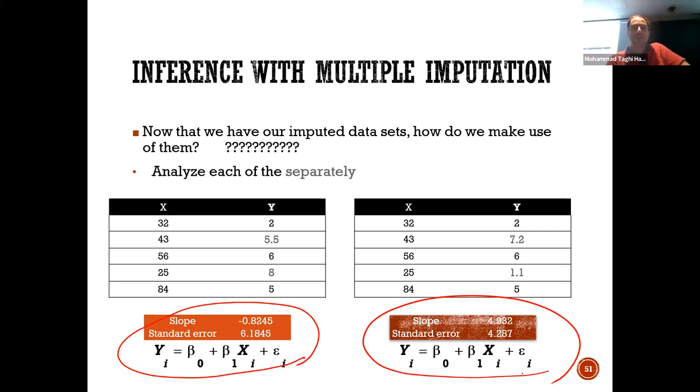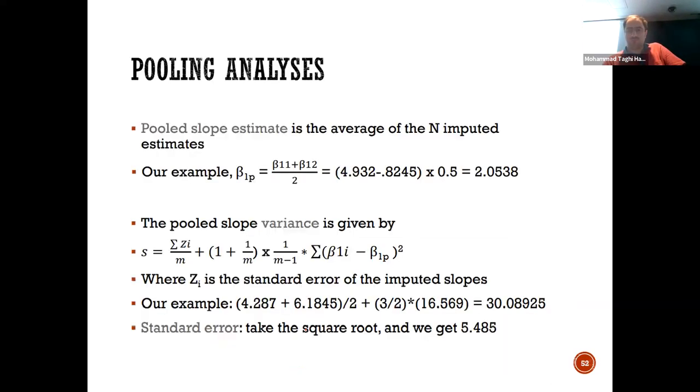And then the question is, how do we want to report this? This is the slope for the first one. This is the slope for the second one. This is the standard error, and this is the standard error for this one. So the question is, what should be the correct slope? One way is to take the average of these two slopes and say that should be the average. And then you can also compute the standard deviation, etc.